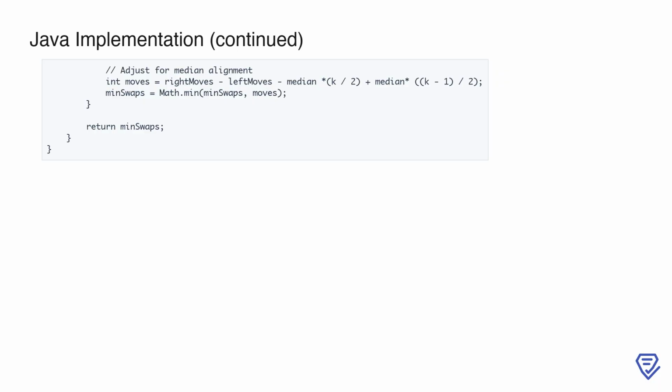We then adjust for the alignment of the median itself, accounting for its contribution to the total moves based on the window size. This is done using the formula provided, which ensures that the calculations are centered around the median index. Finally, we update the min_swaps variable to store the minimum value between the current min_swaps and the calculated moves for this window. After examining all possible windows, the method returns the minimum number of swaps required. This approach leverages the properties of the median and prefix sums to achieve an efficient solution.